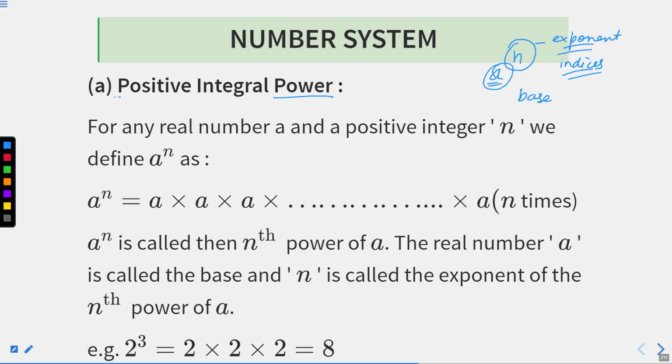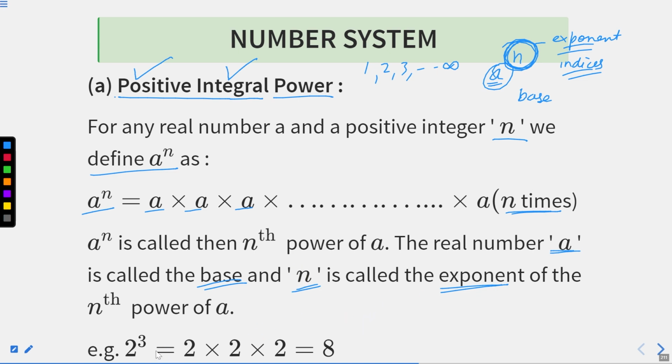Now, as a positive integral power, here we are talking about n being positive and an integer. So n can be 1, 2, 3, and so on till infinity. Let's see another in depth. We define a raised to the power n as a multiplied by itself n times. And a is called the base, n is called the exponent.